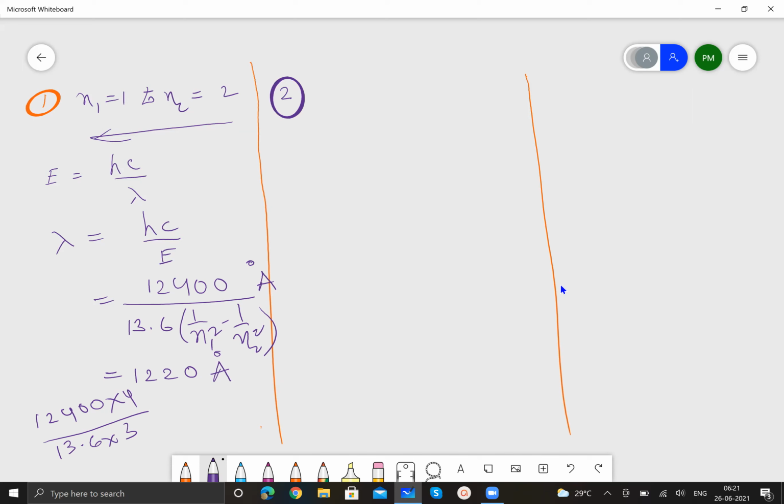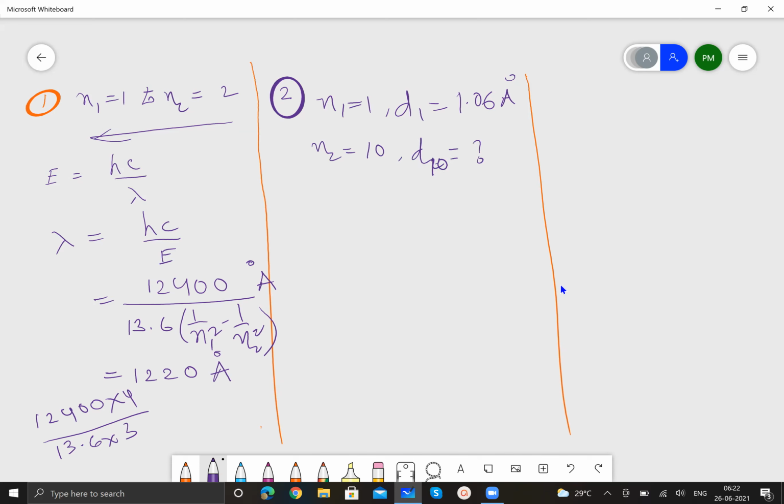Second question. You're given the diameter of the innermost orbit of the hydrogen atom. So, n1 is equal to 1, d1 is equal to 1.06 angstrom units. You wanted the diameter of the 10th orbit.